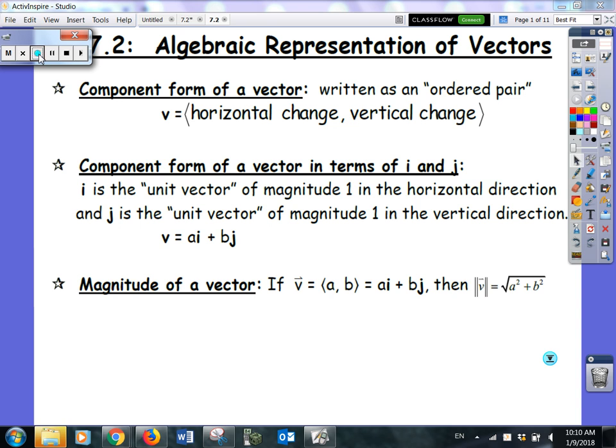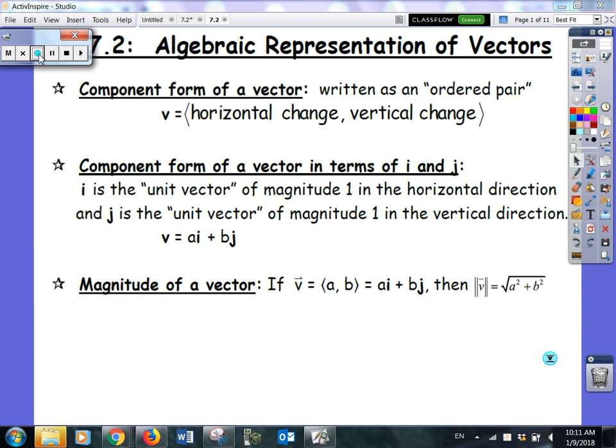First of all, there's two ways to write it. You can write it in component form or in terms of i and j. When you have component form of a vector, you're thinking about the horizontal and vertical change. Yesterday we counted the little boxes left or right, which is horizontal, and up and down, which is vertical. So that's how we're going to write vectors today as well.